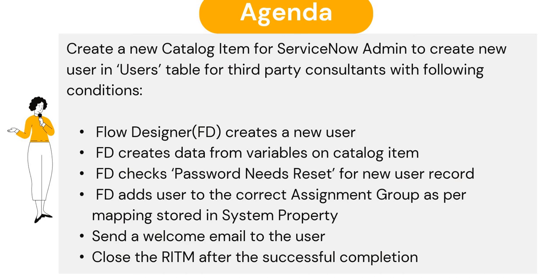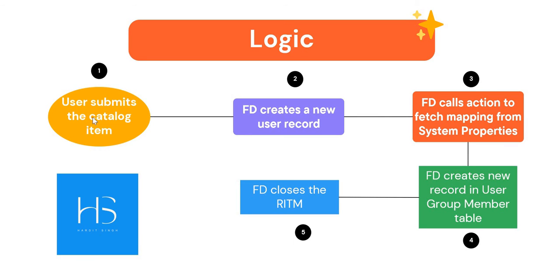So that's automation. The logic or flow of this use case would be: the user submits the catalog item, and when he submits it, the Flow Designer creates a new user record and calls an action to fetch mappings from system properties. In system properties, we will be storing the mappings, which I will show you in a minute, and the custom action will fetch those mappings and assign that user to that particular group. After this, Flow Designer creates a new record in the user group member table. This is the table where the relationship between the user and the group is stored, so we need to create a record here as well. And finally, Flow Designer closes the request.